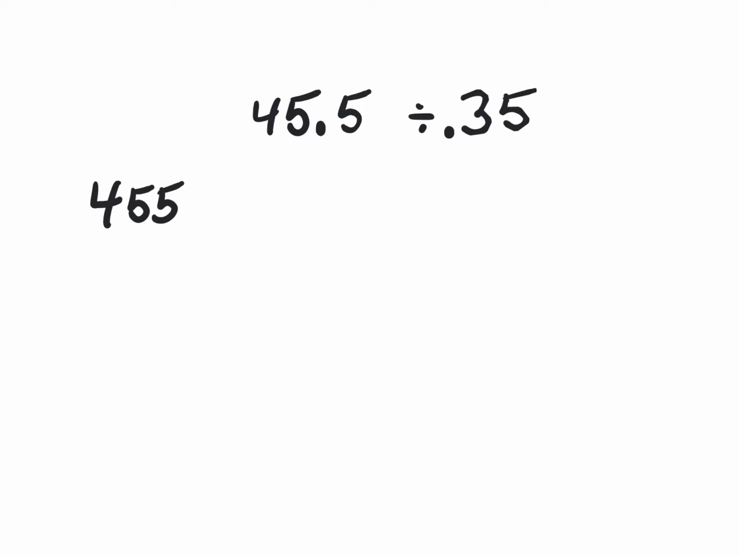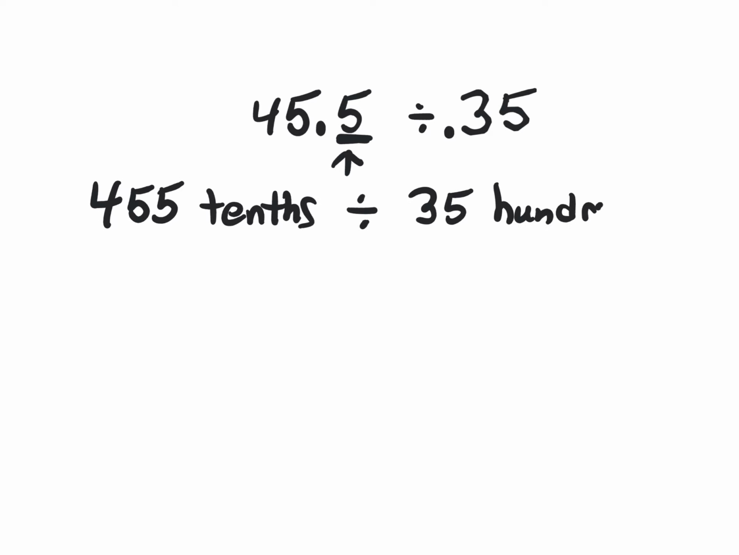Let's try now if we did 45 and 5/10 divided by 35 hundredths. Okay, so now we don't have 455 hundredths, we have 455 what? What place value is that? We have 455 tenths divided by 35 hundredths. So the question now becomes, can we cancel these out? And we cannot cancel them out. So I'm going to show you what we do here.